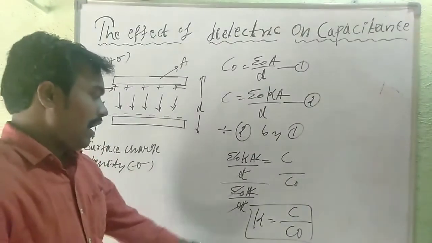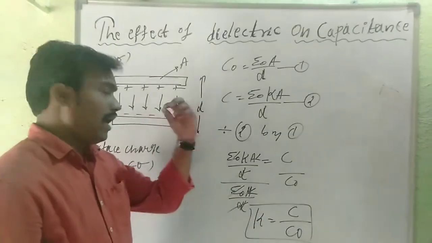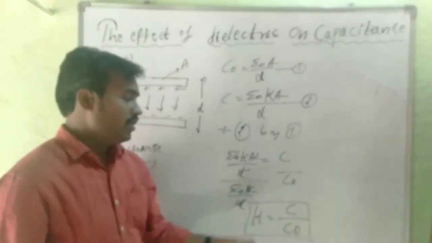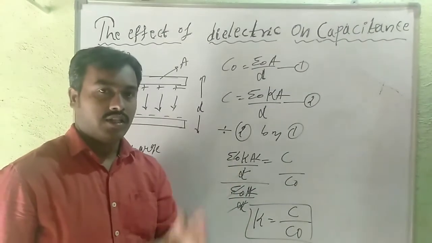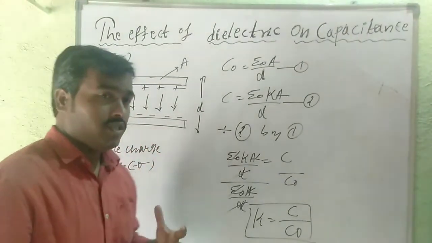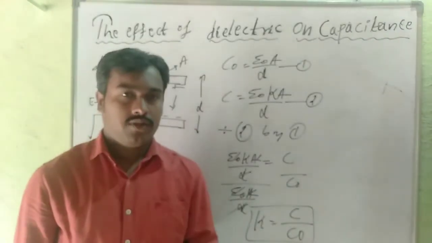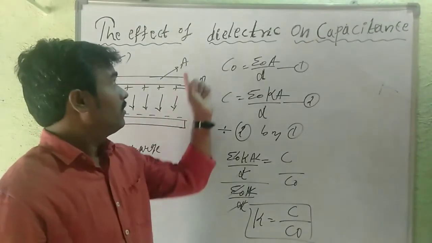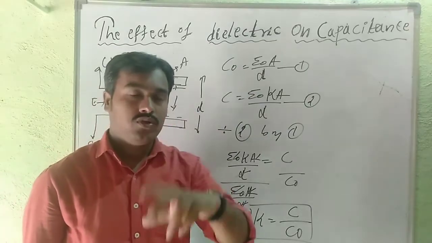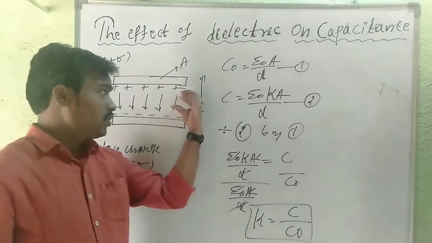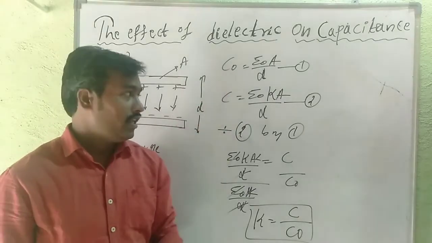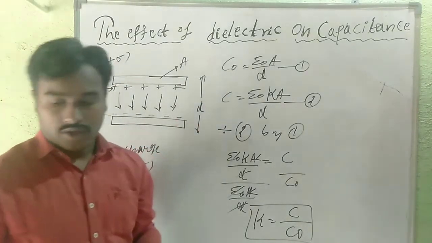When a dielectric substance is placed between these two plates and K is greater than 1, the capacitance of this capacitor increases. Now let us consider what the effects of a dielectric on capacitance are, by introducing the dielectric medium between these two plates. Let us consider one by one.